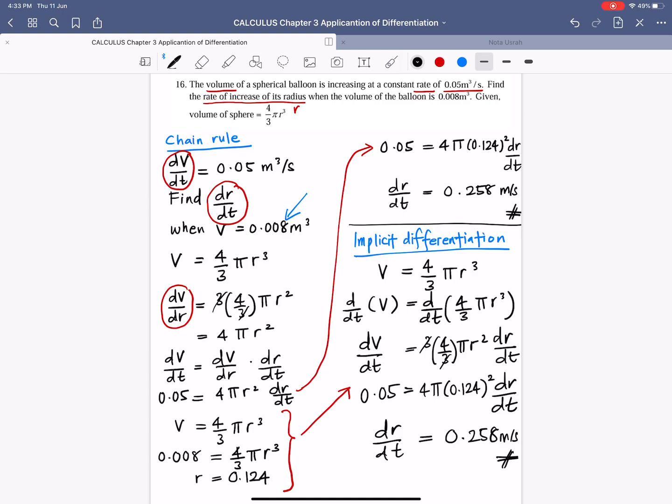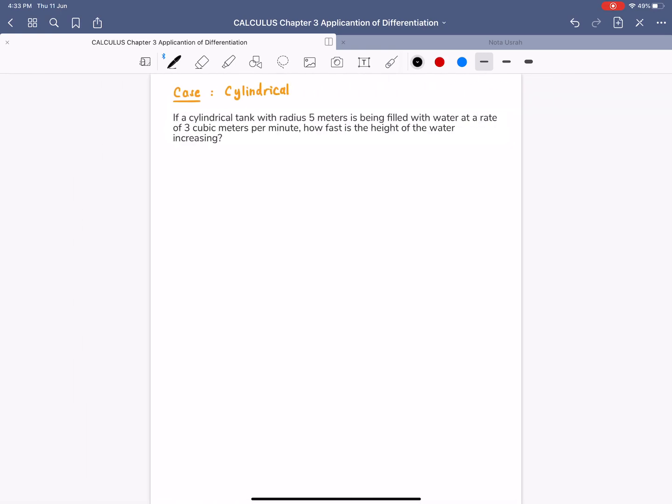Okay, next, we want to look at a cylindrical problem. This example is not in your tutorial question. I took it from somewhere else, but I hope this example will be helpful for you. So let us look at the question. If a cylindrical tank with radius 5 meters, we have here a problem about a cylinder. Do you know what a cylinder is? Let's say we have a cylinder like this.